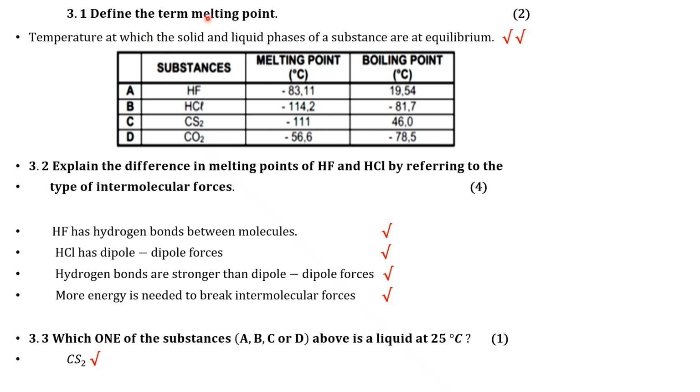So melting point: the temperature at which the solid and liquid phase of a substance are at equilibrium. So we have to state the two phases and that they are in equilibrium, 2 marks.